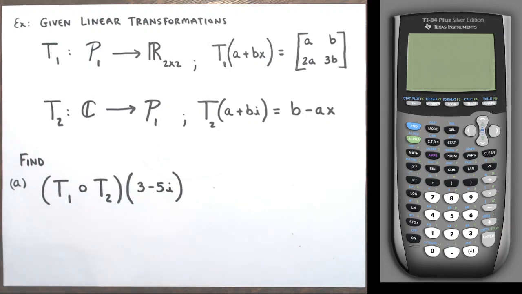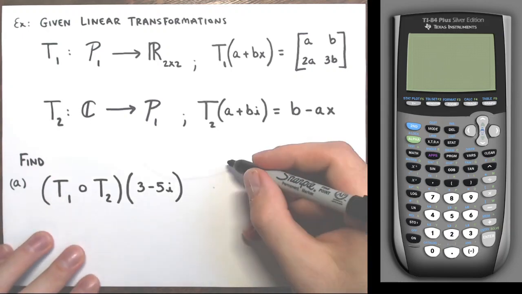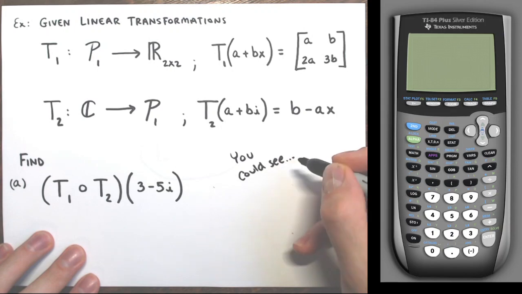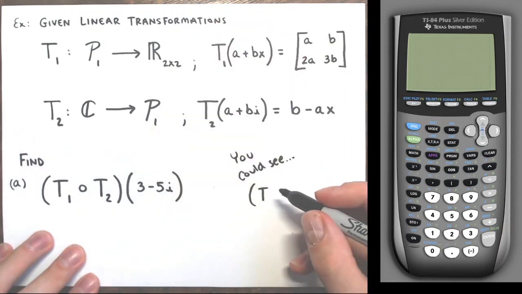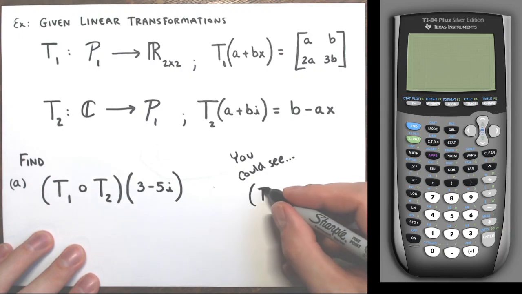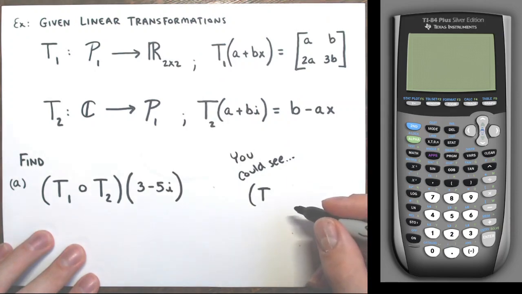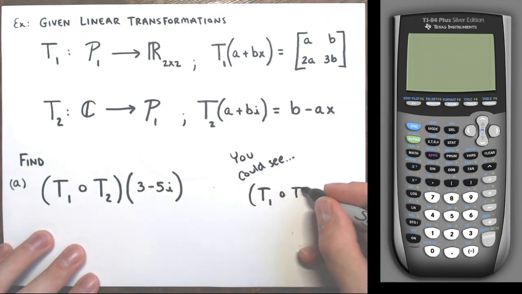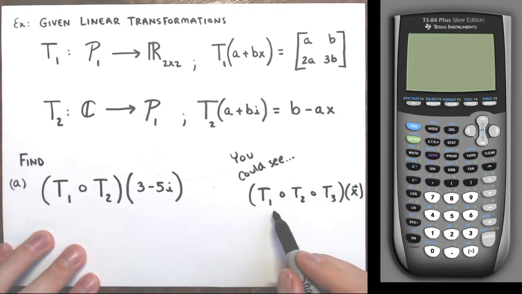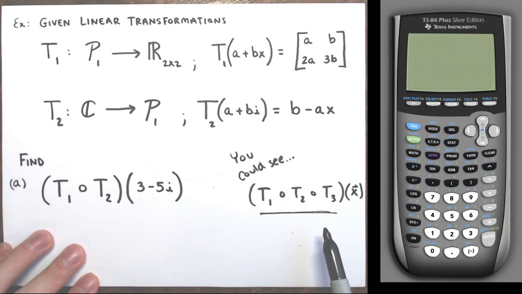Now, so far, I've only done a composition of 2 transformations. Just know that I'm not going to do it here, but you could see more than 2. Maybe not for this example, but I could say, what's T1 composed with T2 composed with T3 of some vector x. You can see more than one transformation being composed. Just remember, you're just going in this order.